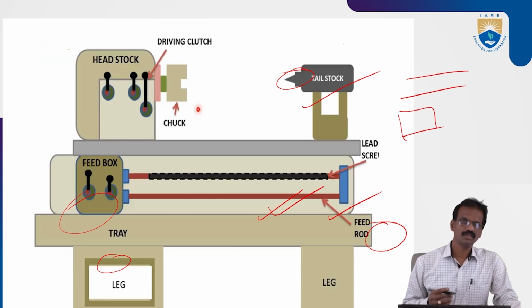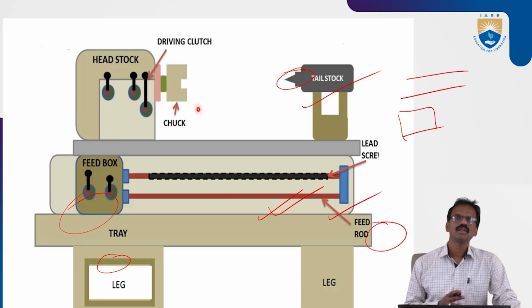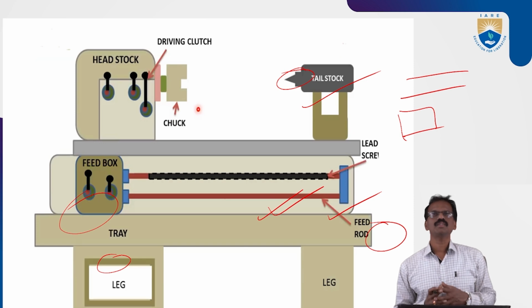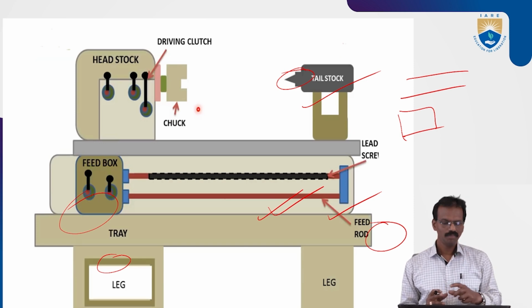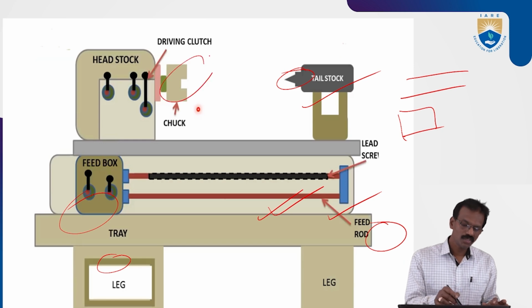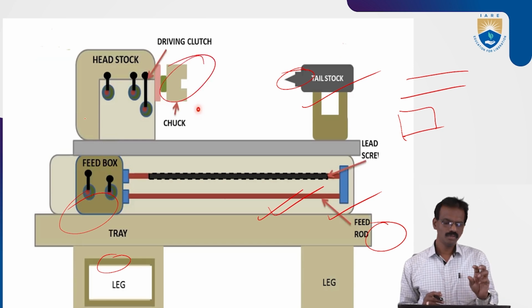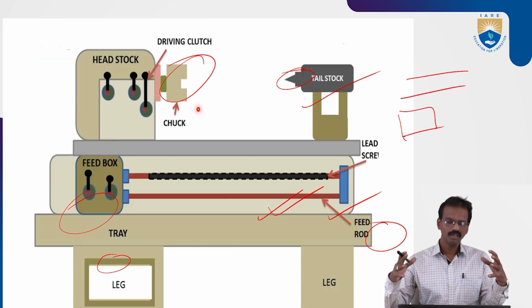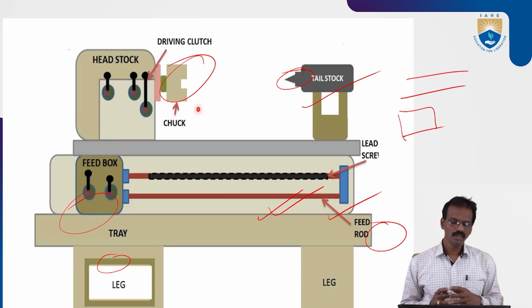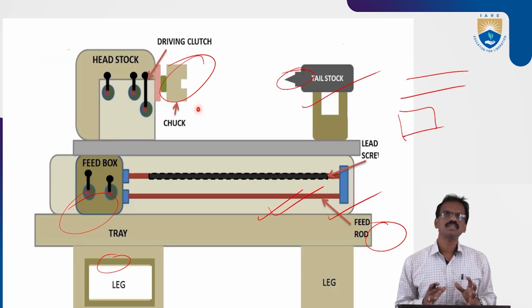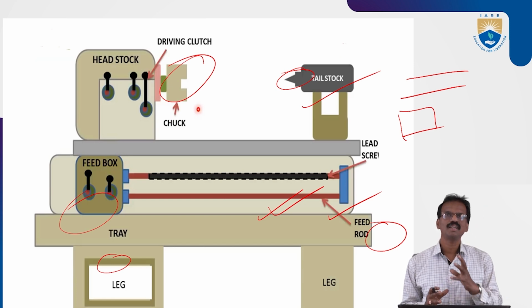But four jaw chucks are used to hold any type of irregular shaped objects also, because in four jaw chucks we can operate each jaw by the help of the lever. But in the case of the universal chuck, the three jaw chuck, if you tighten the key, automatically all three jaws will move simultaneously. So the universal chuck is mainly used to hold regular objects.